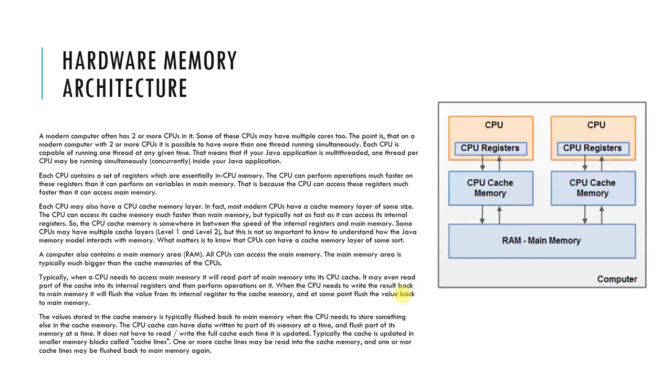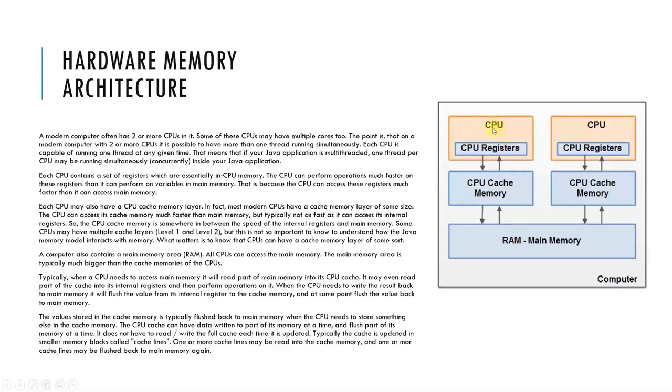Modern computers have several CPUs and several CPU cores. So in multi-threaded applications in Java, for example, these threads can work on different CPUs and work simultaneously, not depending on each other. CPUs can have CPU registers and CPU cache memories, and also access to the main memory.